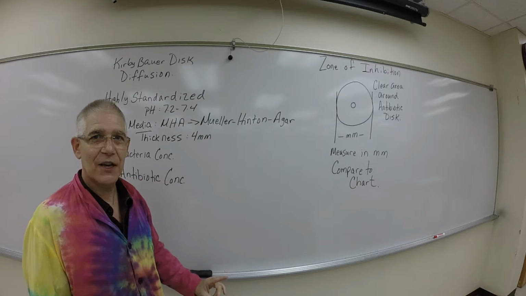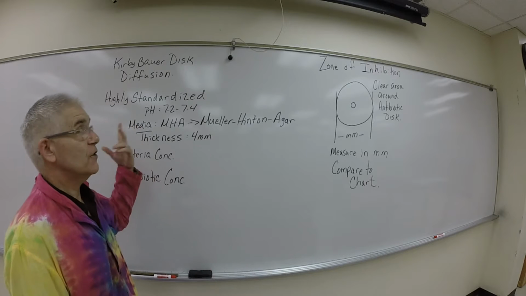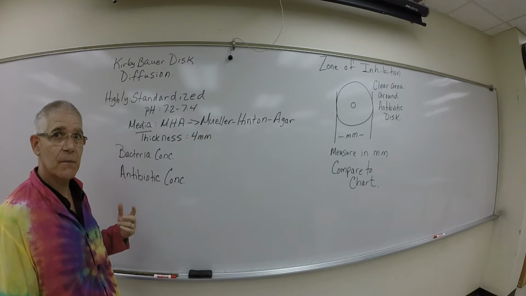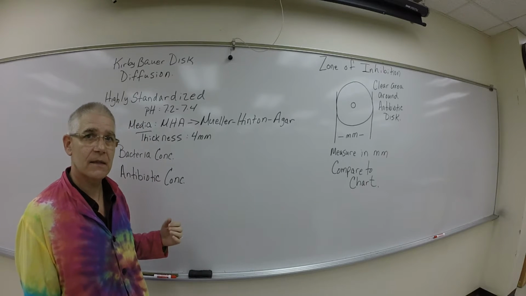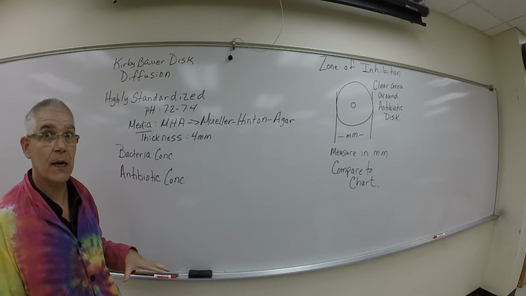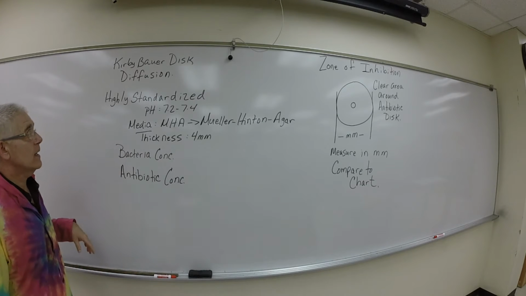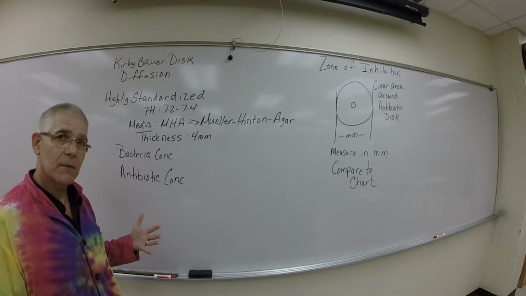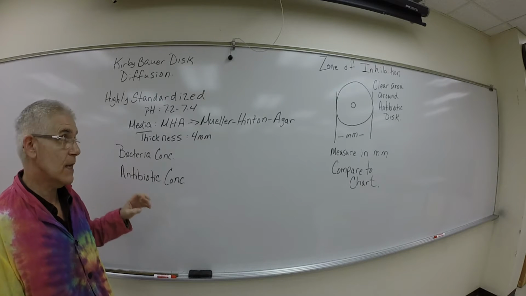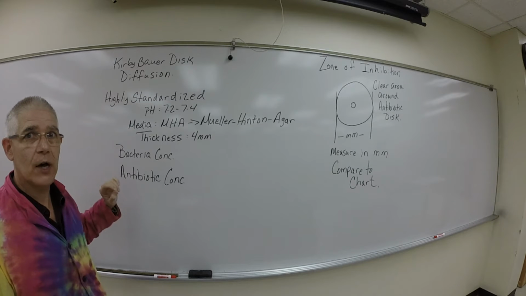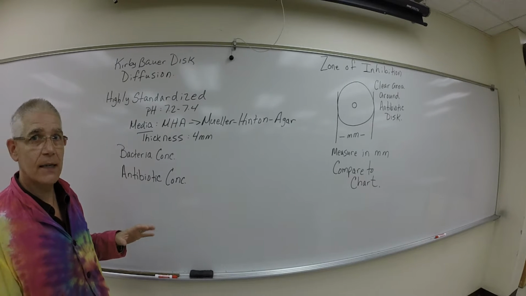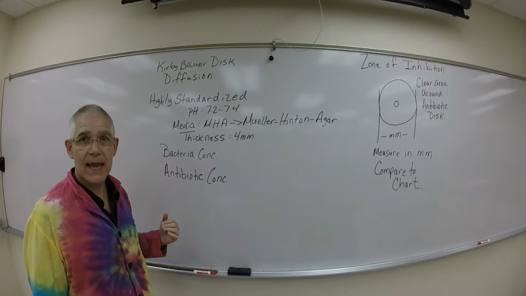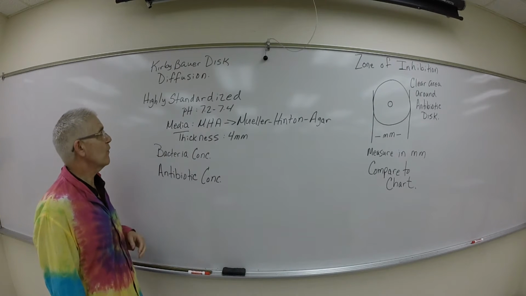Hello, today we're going to talk about the Kirby-Bauer disc diffusion method, and this is a method where we can test the sensitivity or resistance of antibiotics. And in this method, we have a few things that we need to keep in mind. Number one, and mainly, that it is very highly standardized. And it's standardized with relationship to its pH, 7.2 to 7.4.